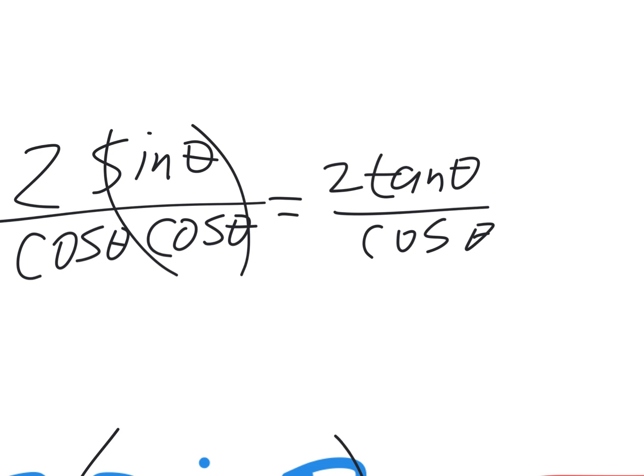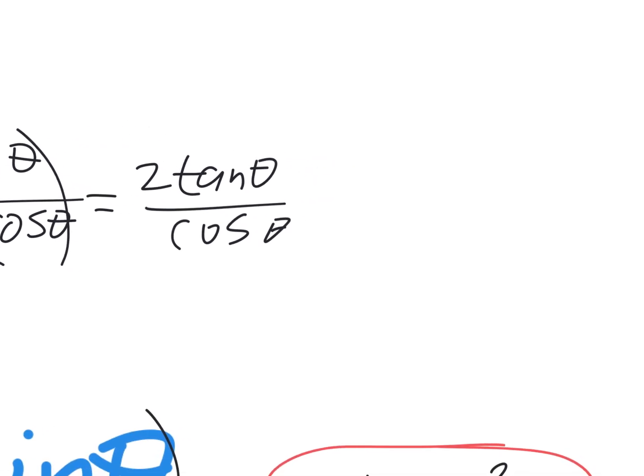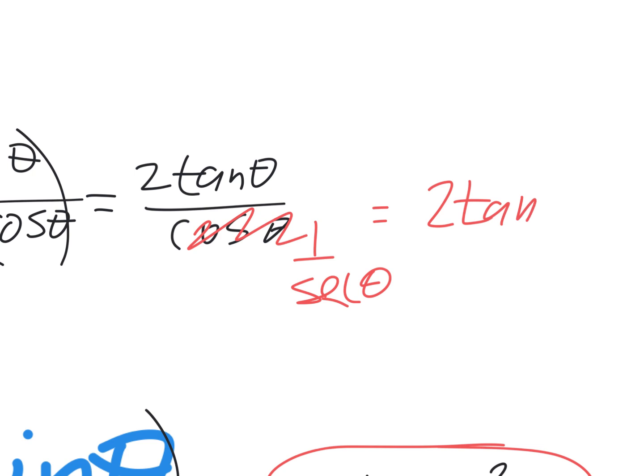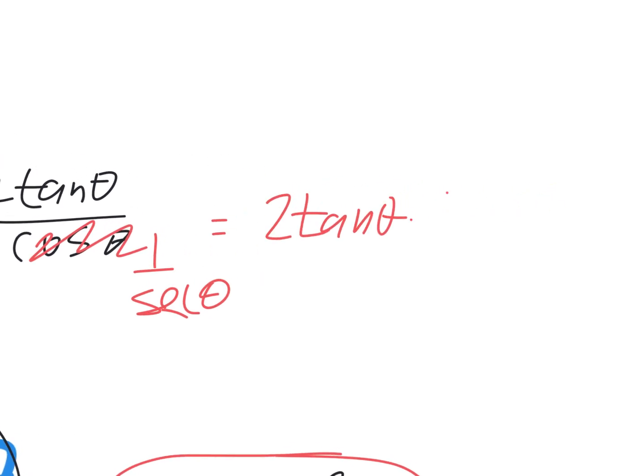And I'm struggling with writing it on the board and doing it here at the same time. This is 1 over secant. And then that becomes 2 tangent secant.